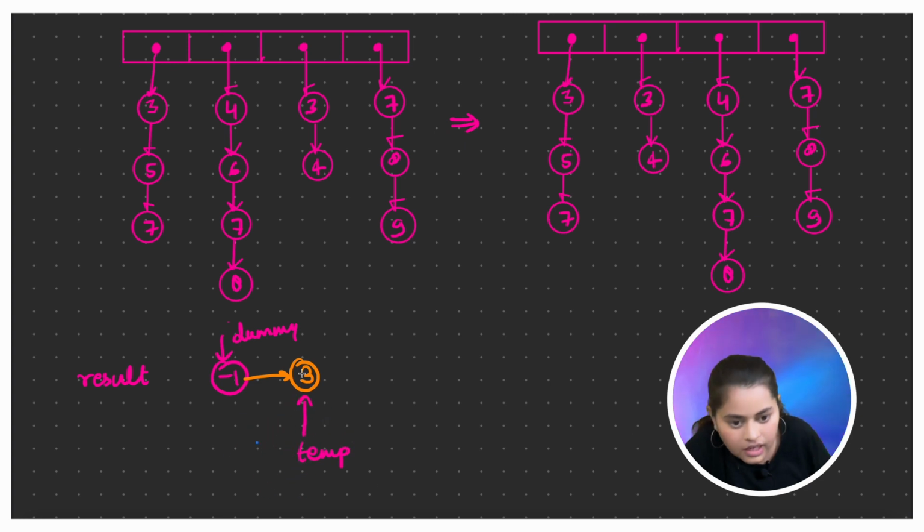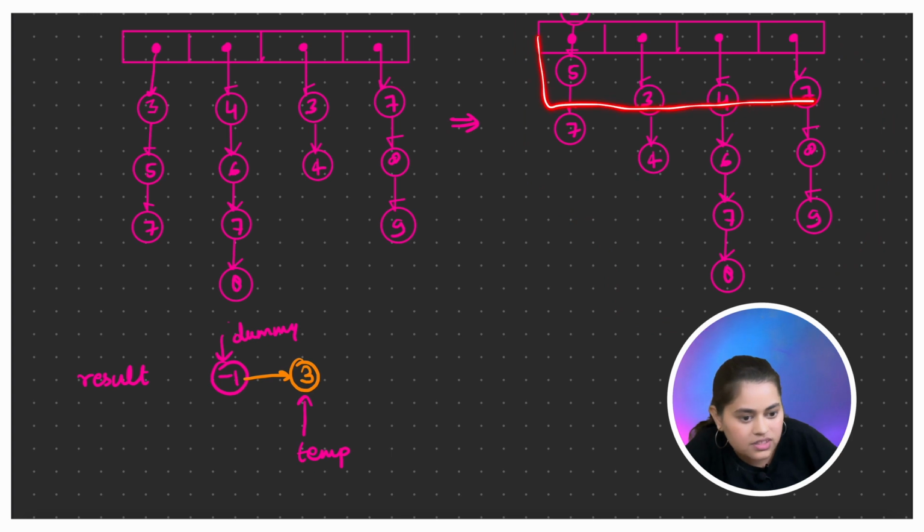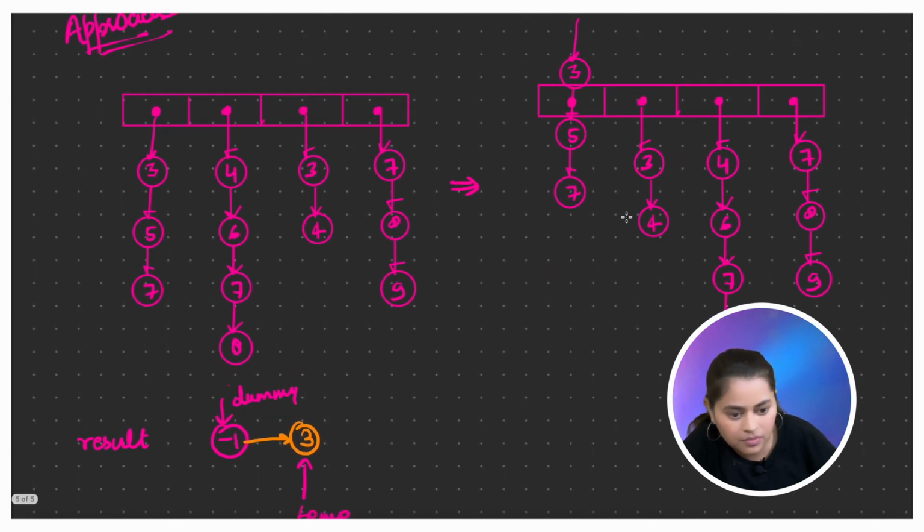So temp will come to this point, and since we have already processed this 3, now we'll have to go to its next one. We have already processed 3, now we'll process 5. Now if you look at the content of this array, it is not sorted. So we'll sort it again. What will be the content after sorting it? Let's see.